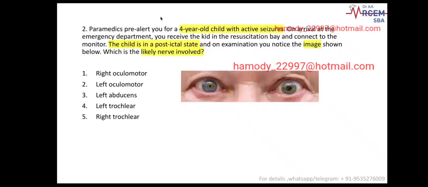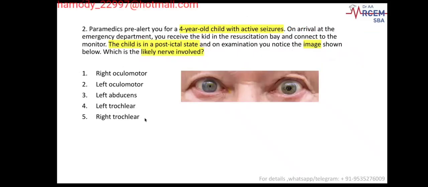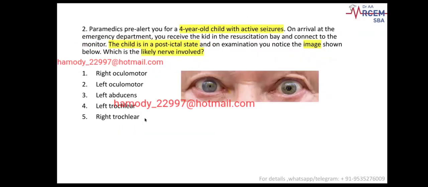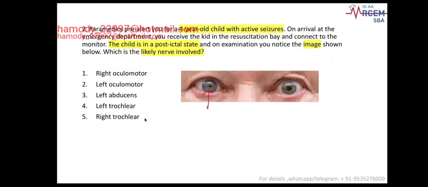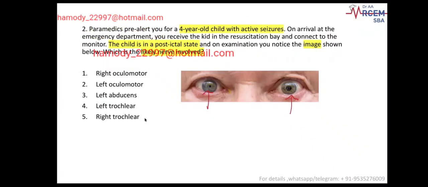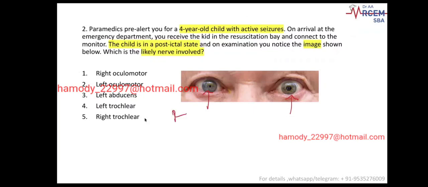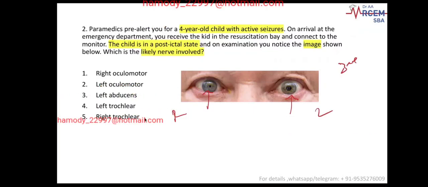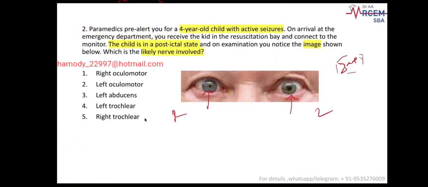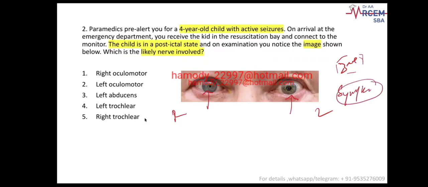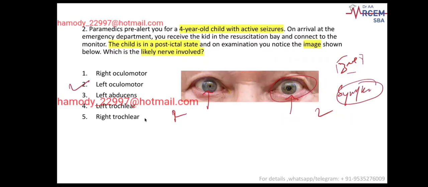A 4 year old child had active seizures, and the child is now in the post-ictal stage. The image is shown below; which nerve is likely involved, they are asking. You can see one pupil is constricted, another pupil is dilated. So which nerve is most likely involved? This is the right side, this is the left side. It's the third cranial nerve, which carries parasympathetic nervous system fibers. If that gets lost, there is unopposed sympathetic tone resulting in dilatation of the pupil. So this is left third cranial nerve involvement that you're seeing in this individual.